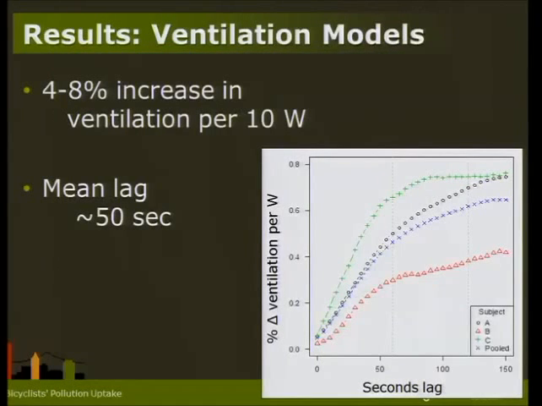So that was exposure model results. In terms of ventilation, looking at breathing rates as a function of how hard you're riding, essentially, we found increases of about 4 to 8% per additional 10 watts that you're putting into bicycling. And this is consistent with the literature. It's also similar to data we collected for the same subjects on an ergometer or a stationary bicycle.